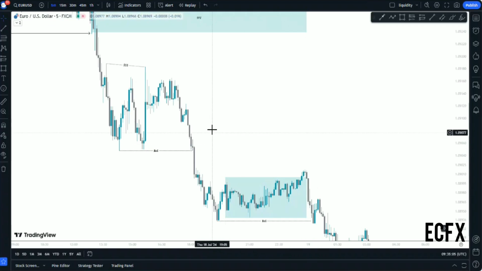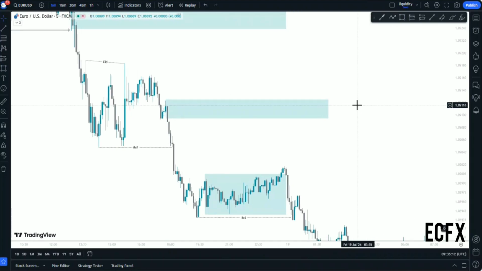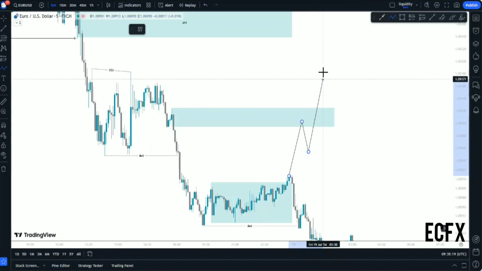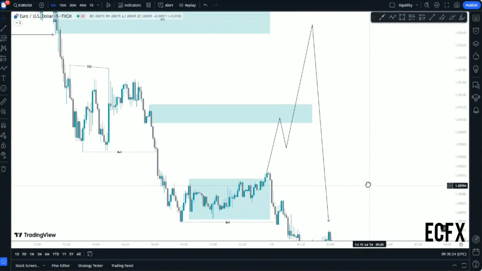So if price was to come back, we would not take a trade from this zone, because there is still some liquidity above that needs to get swept. So once price reaches this zone, we can expect a small retracement before price continues to the upside and then taking out the new lows.